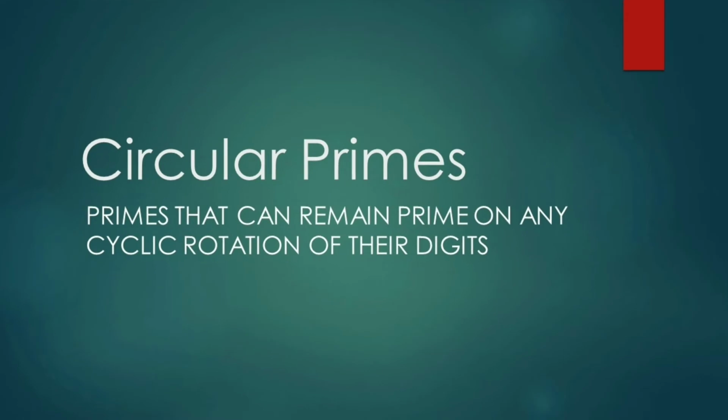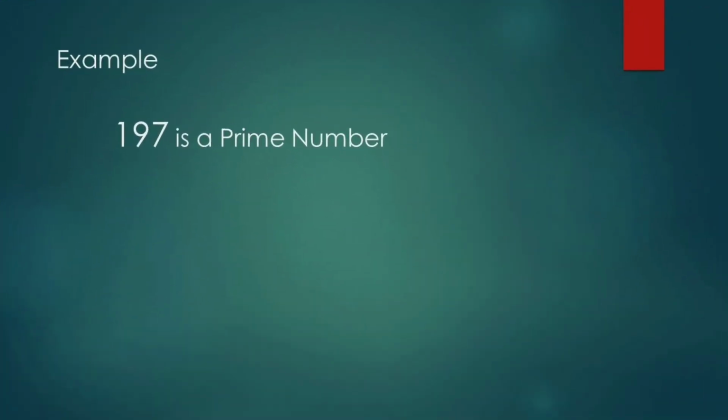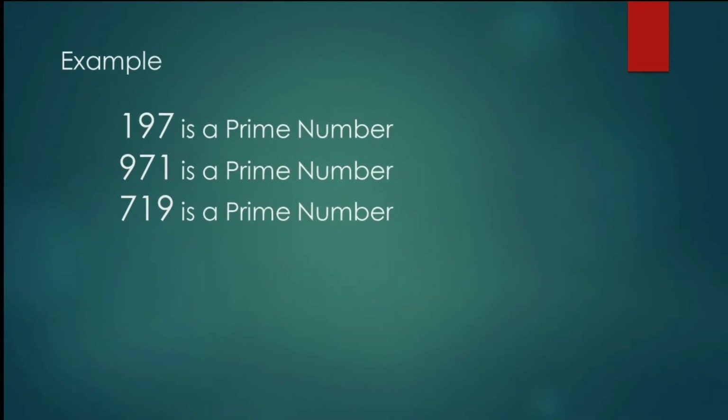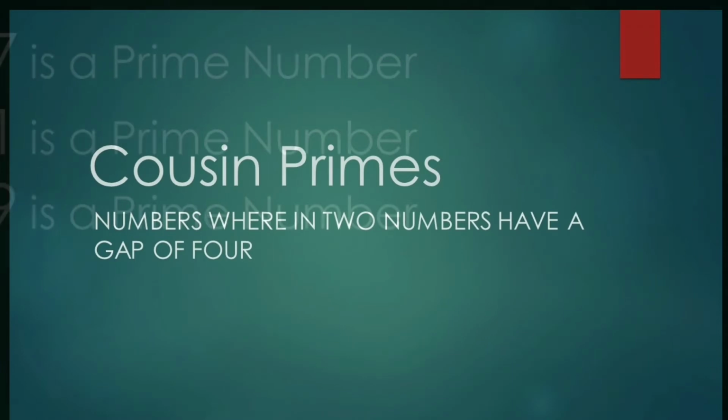Circular primes are primes that remain prime on any cyclic rotation of their digits. Take 197 for example. When 1 is moved to the right, it becomes 971, which is also a prime number. With the same process, 719 is also a prime number. Therefore, 197, 971, and 719 are all circular primes.